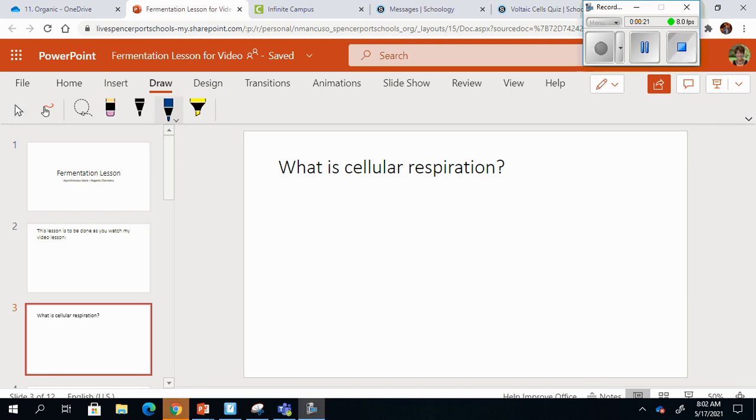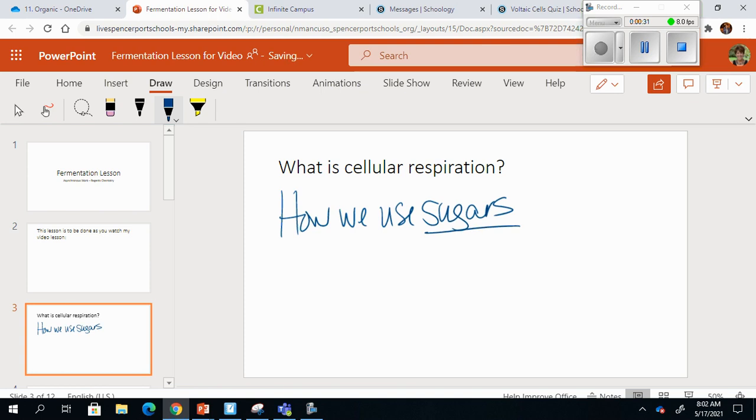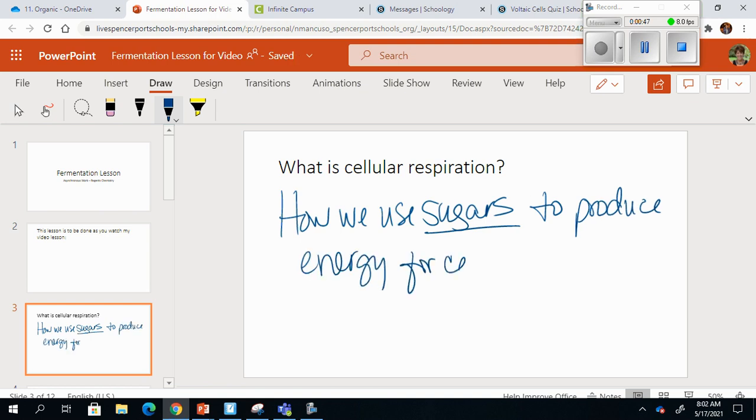So cellular respiration is how we use sugars. Especially sugars, but we're going to use any different food. So if you're not eating sugars, your body will use proteins or fats or things like that. But it is how we use sugars to produce energy for cells. And usable energy in a cell is called ATP.